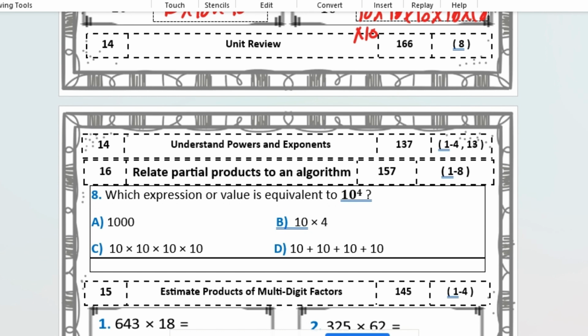Okay, now which expression is equivalent to 10 to the power of 4? 10 to the power of 4 is 10 multiplied by itself 4 times, so the option with that is correct. D is wrong, B is wrong, and C is 1000, so it's also wrong.